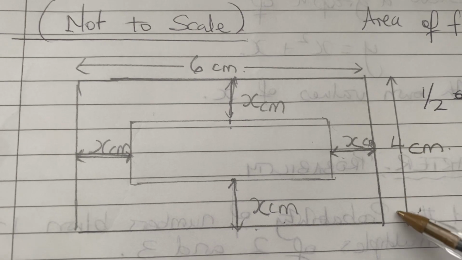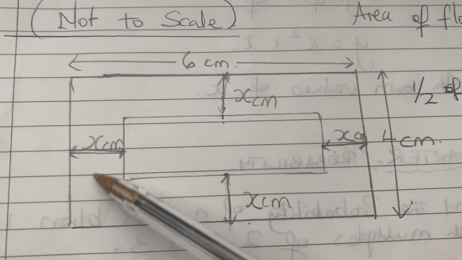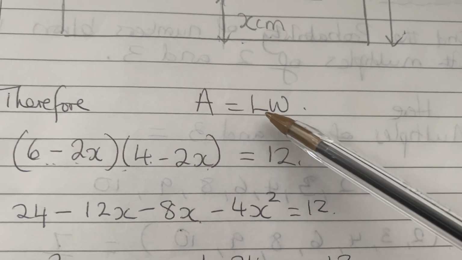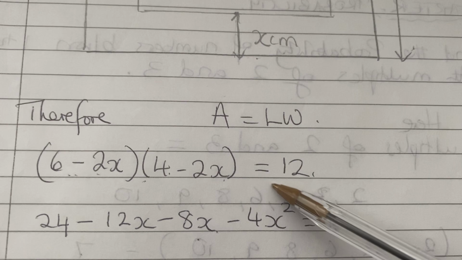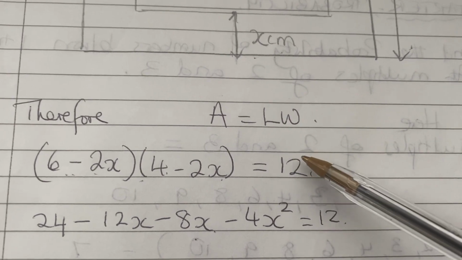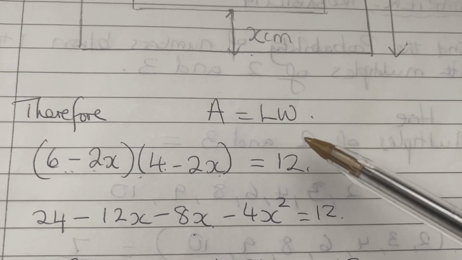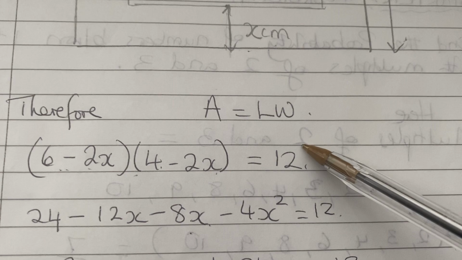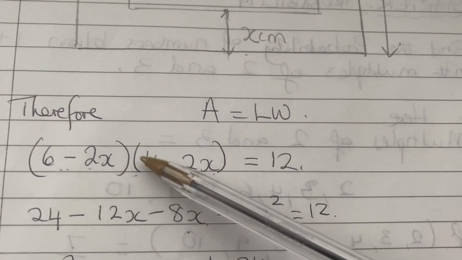is 24 centimeters squared. That is the area of the whole room. So what did I do? Area is length times width. So if the area of the whole room is 6 times 4, then half of that will be the area of the rectangular mat. So 6 minus 2x.